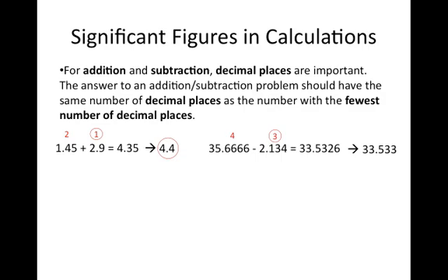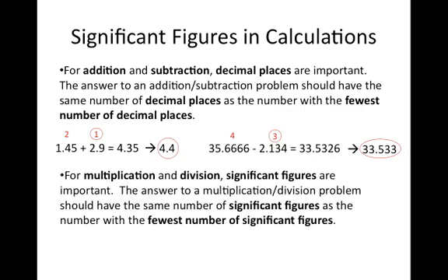We need to evaluate the number beyond the 2 to decide whether we should round the 2 down to a 2 or up to a 3. Since the number is a 6, the 2 should get rounded up to a 3. So we should have 33.533.